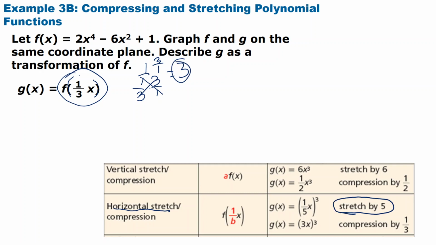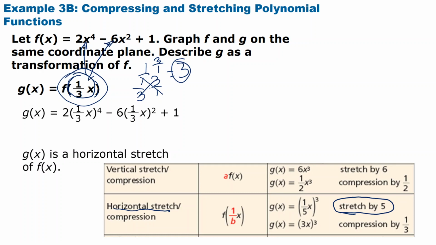In this case, it's 3 up here, just by looking at that. Now let's actually do this. Let me go ahead and make that statement: it's a horizontal stretch. Now remember, whatever's in here, we have to fill that into every single x. In place of x, we're going to put 1/3 x. So here it is. We put 1/3 x in place of every x, and there's your actual equation.